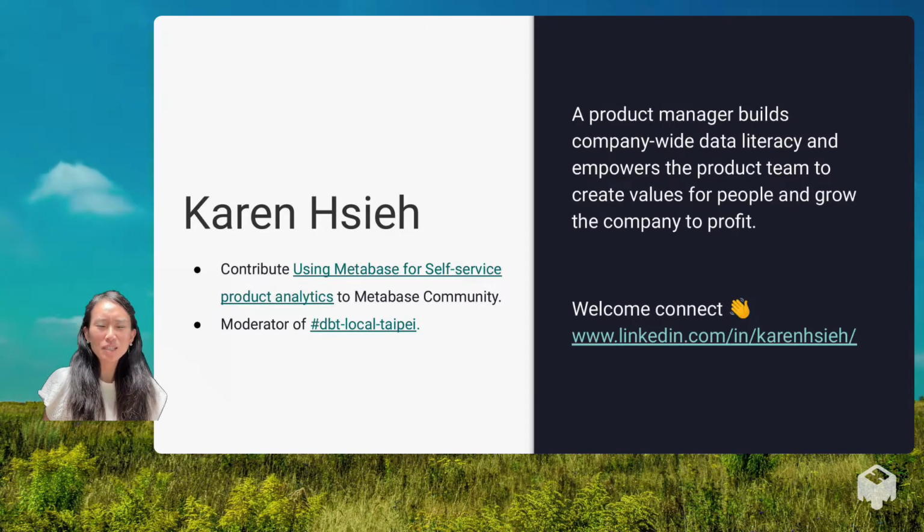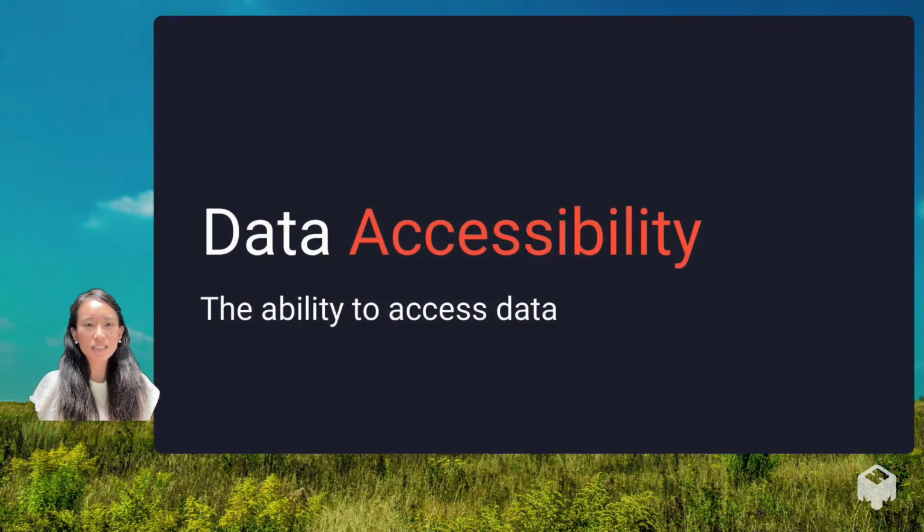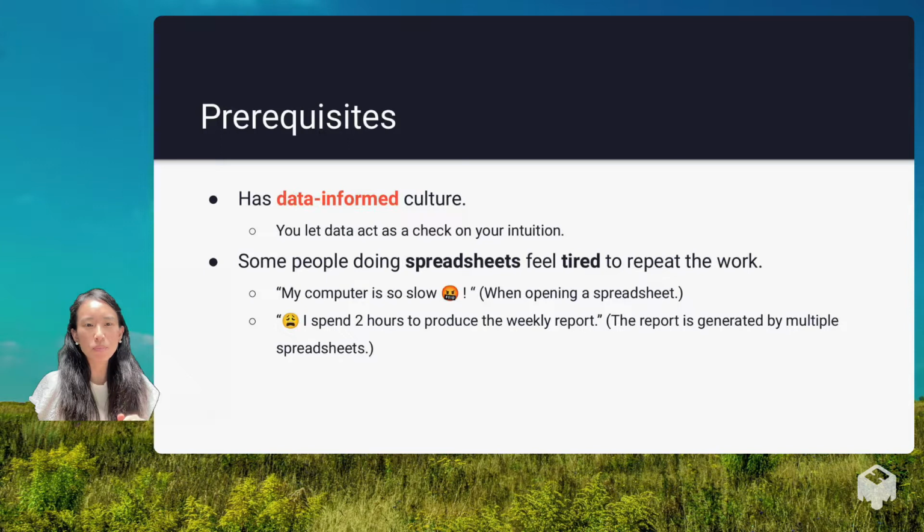So it's my own experience. I really need to have data accessibility for myself, so I can do product analysis. When I'm talking about data accessibility, it means the ability to access data. Why do I need the ability to access data? The prerequisite is that I'm in a data-informed culture. If you are as well, you let data be a check when you are thinking about things. That's a check on your institution.